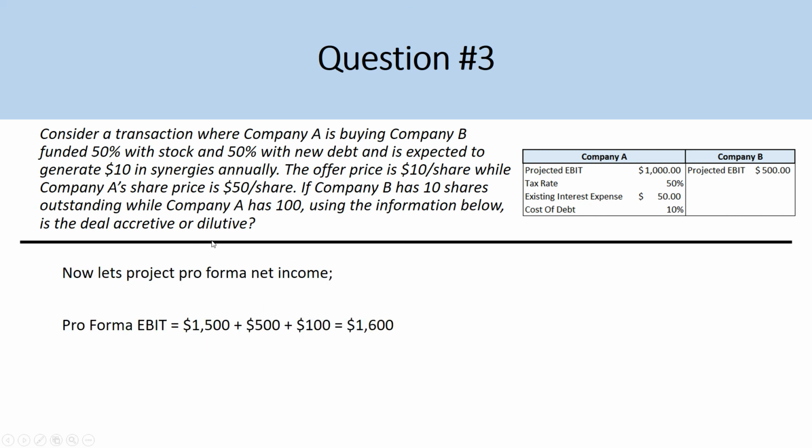So we have a projected net income for the company, 1,000 plus 500, plus synergies of 100, right? So it would be 1,500 plus 100 right over here, and it would be 1,600.